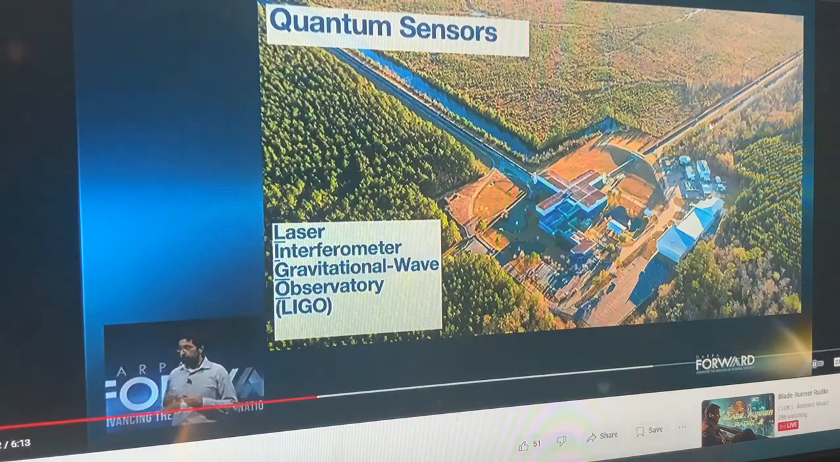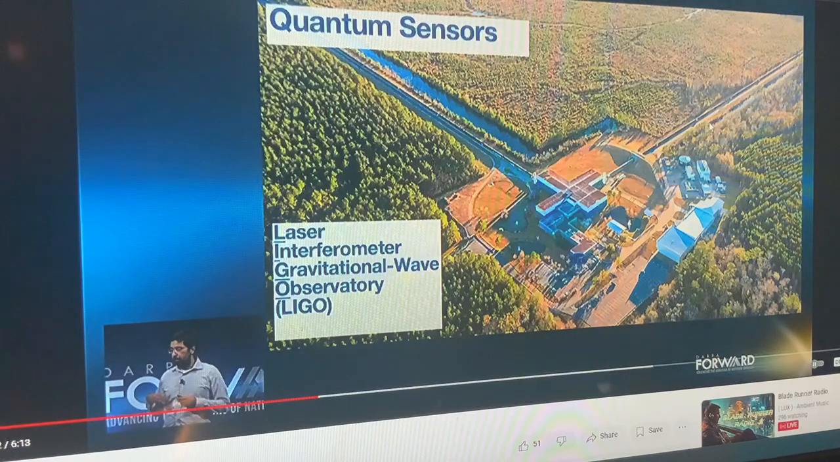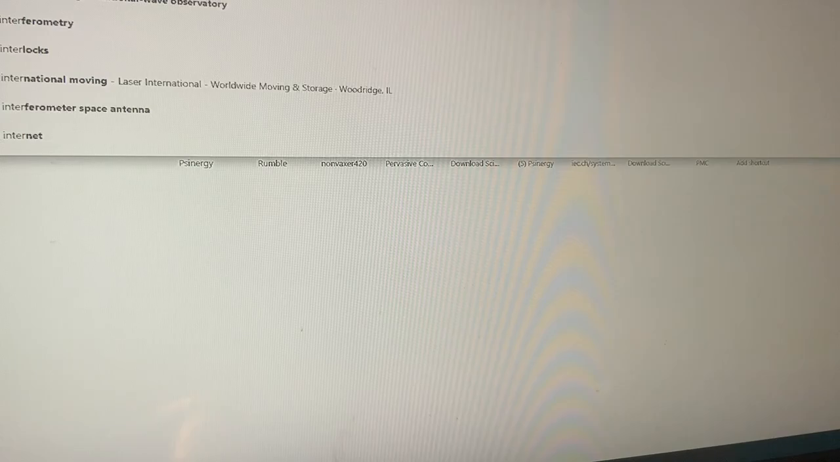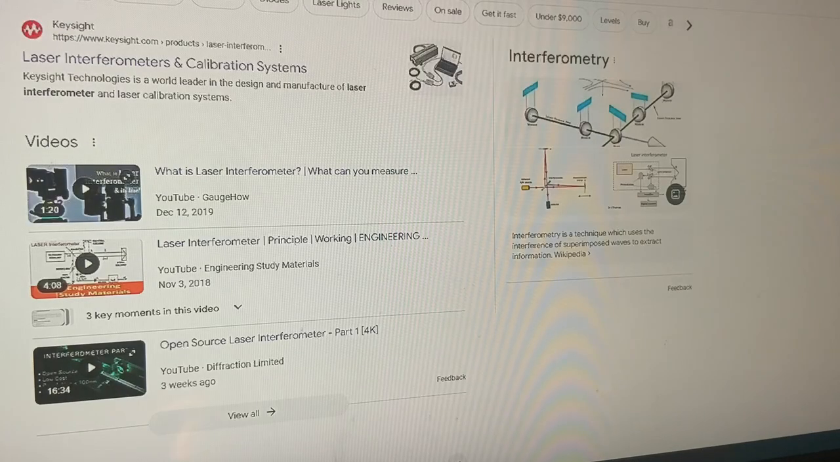So they weren't. Oh dear Lord, let's go there too. Laser interferometer. Oh boy. What are you? Calibration. Interferometry is a technique which uses the interference of superimposed waves to extract data. Aim and fire, baby, and measure.